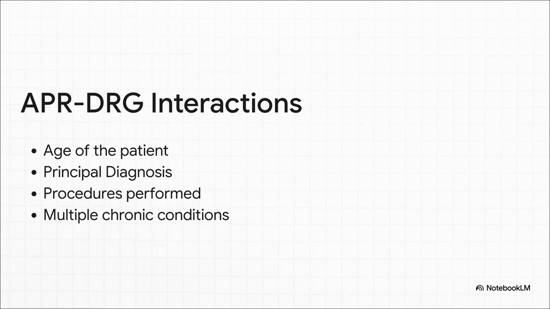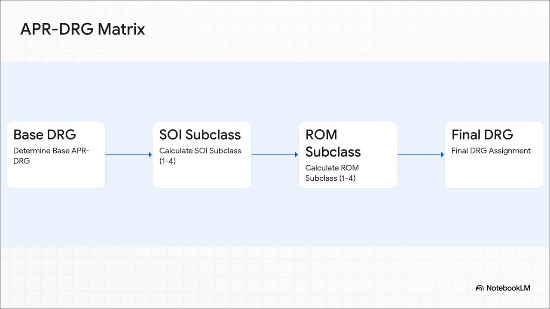It's all about context. This step-by-step matrix ensures that your precision in clinical documentation directly drives the final, highly nuanced severity assignment. It works like this. First, the principal diagnosis sets your base APR-DRG. Then, the logic engine calculates the SOI subclass from 1 to 4 based on all those interacting factors. After that, it repeats this complex calculation entirely independently for the ROM subclass. Only after all of that number crunching do you get your final DRG assignment.